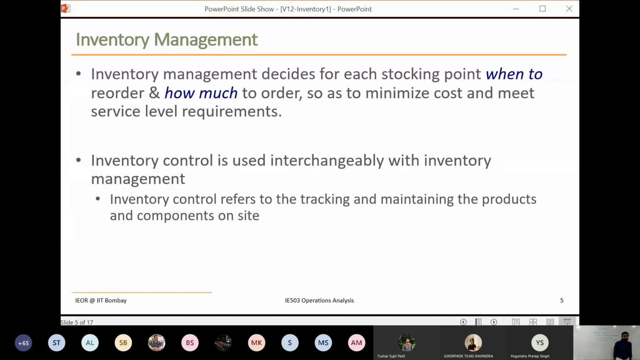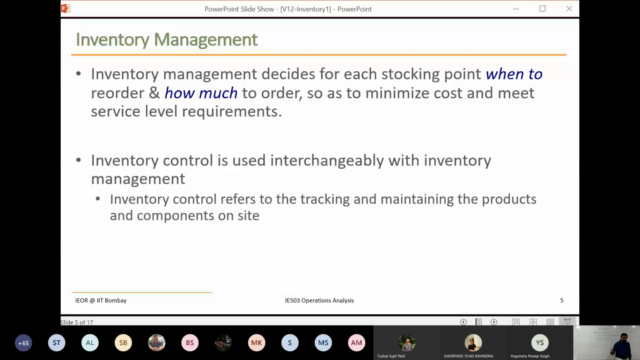So overall, inventory management is mainly about figuring out, for each stocking point, when to reorder and how much to order, so as to minimize the cost and meet the service level requirements. Stocking point refers to not just companies, even places inside a company where inventory is kept. Companies can have hundreds of such stocking points depending on the type of inventory they are carrying. There can be small stocking points in front of and right after machines. There can be large stocking points, where the entire company can be referred to as a stock point for the finished product. For all that, we need to decide when to reorder.